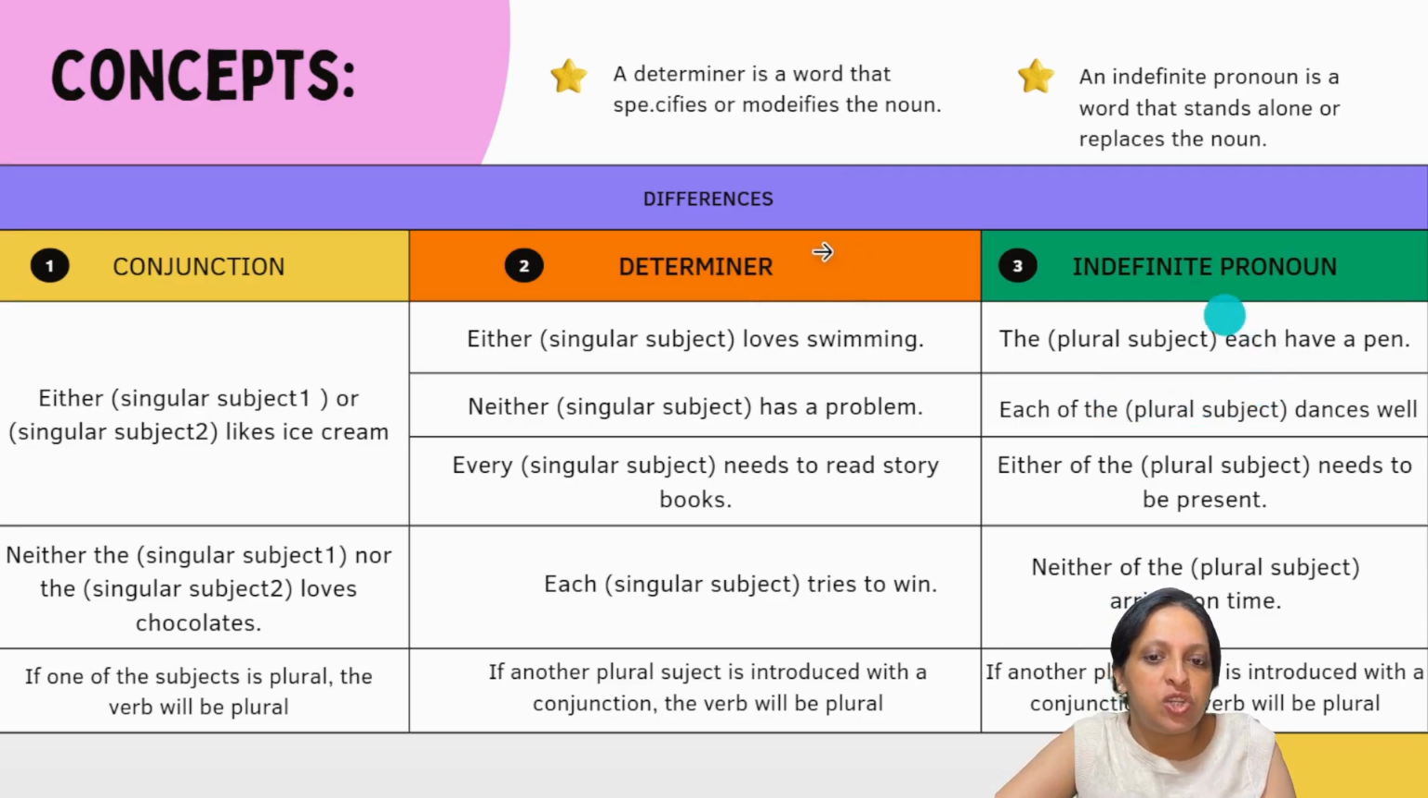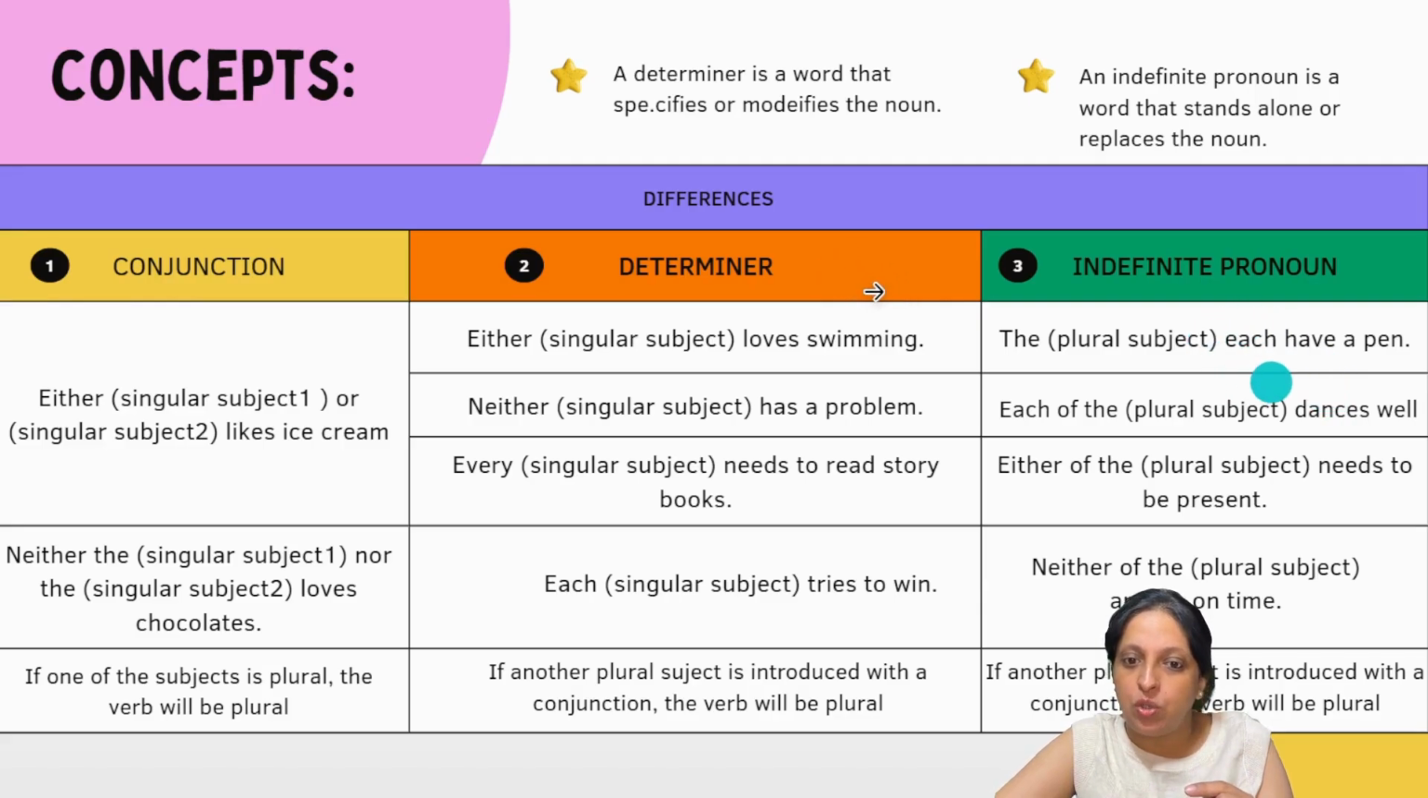Now see, each here can stand alone. If I remove each from here, what will it become? The boys have a pen. So the boys have a pen means all of them have a pen. But when I introduce each to it, I am referring to each boy individually. But because the subject is plural, the boys each have a pen.